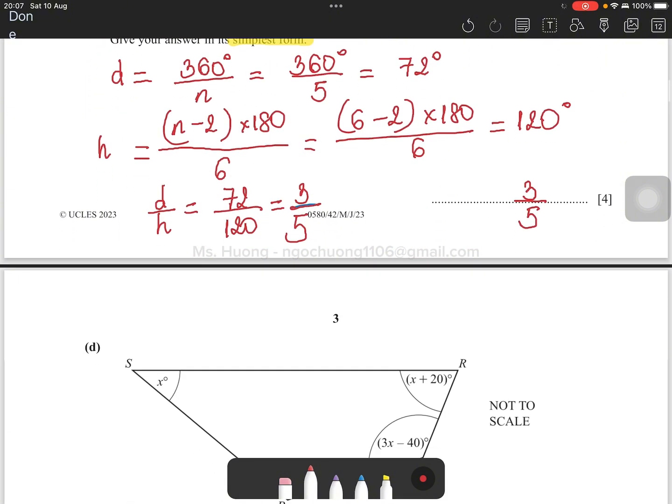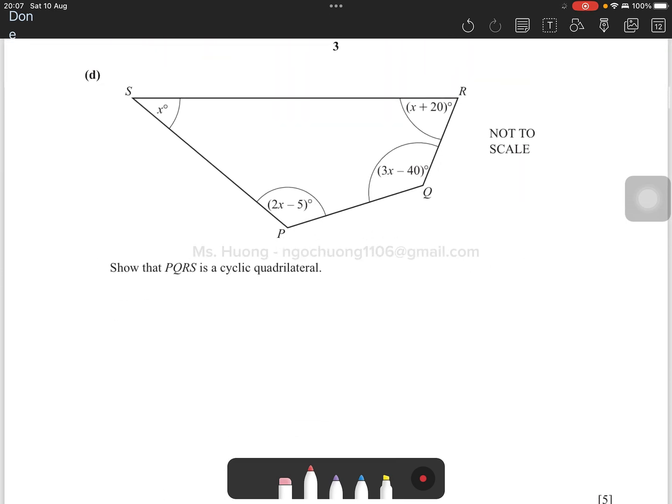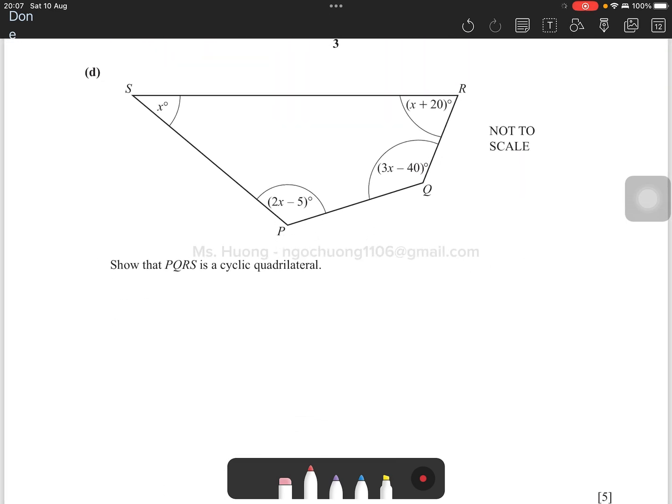Question D. Show that PQRS is a cyclic quadrilateral. First of all, we see that PQRS is a quadrilateral, so the sum of all the angles should be 360 degrees. So I'll write angle S plus angle R plus angle Q plus angle P is equal to 360 degrees, just because it is a quadrilateral.